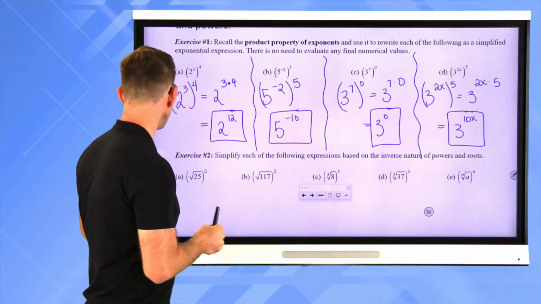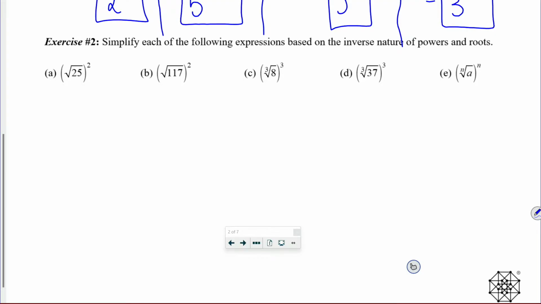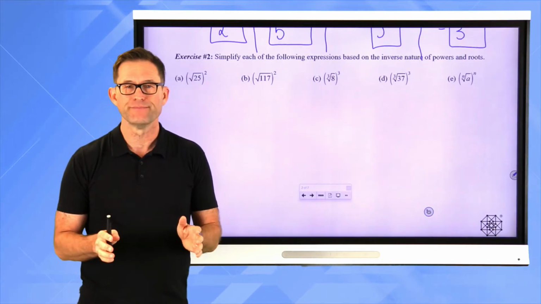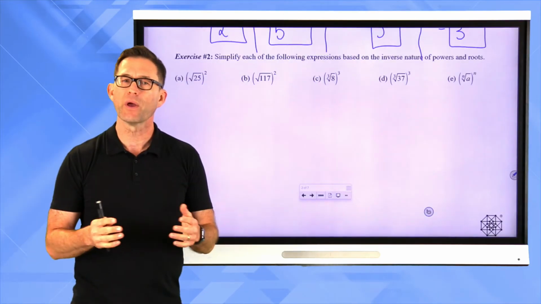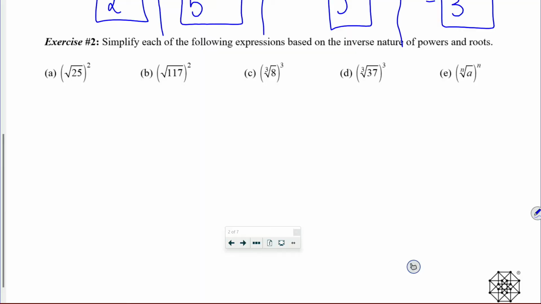All right, let's keep going. Exercise number 2. Simplify each of the following expressions based on the inverse nature of powers and roots. Let's take a look at letter A together. Here, we have the square root of 25 squared. This one is easy to think about because we all know that the square root of 25 is 5. So we could easily rewrite this as 5 squared, and of course, 5 squared is 25.